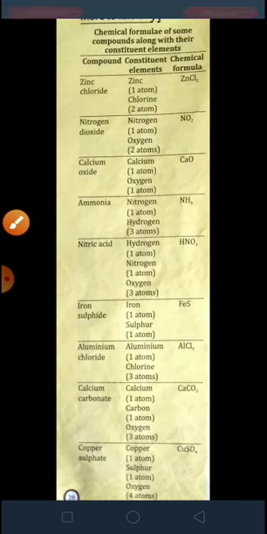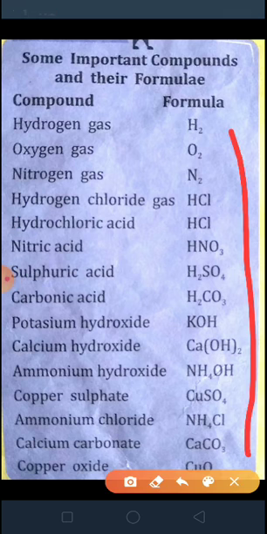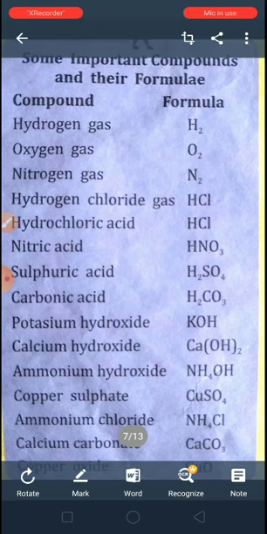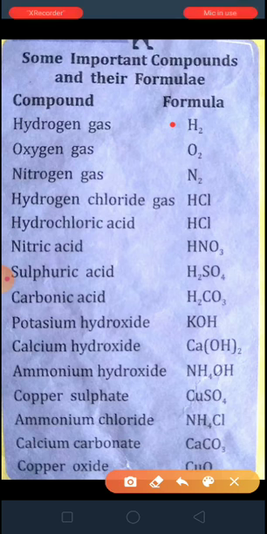Some more examples, some important compounds and their formulae, are given in your book. Try to remember them, and according to this, remember which symbol represents which element. In this way, you can easily remember which symbol represents which element. Okay, thank you.